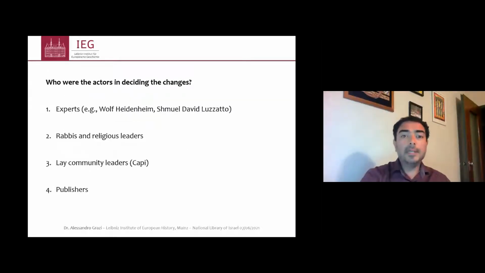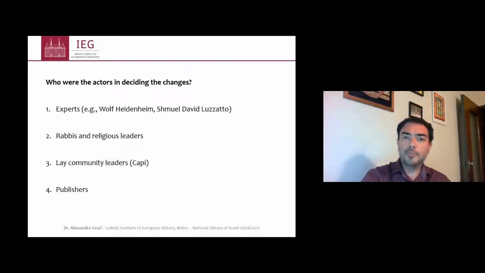Let us now delve a bit deeper in the decision process for the aforementioned changes of the different editions. Who were the main actors in deciding such changes? I would identify four different parties. One, if we look especially at the 19th century, it is a time of nation formation throughout Europe, as it is well known. And in the years preceding Italy's unification of 1861, many local communities started to feel the need to harmonize and crystallize their liturgy.